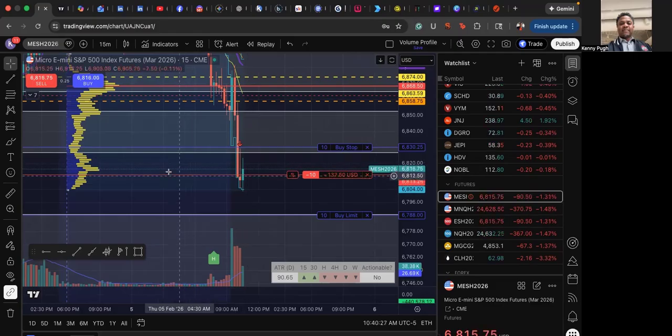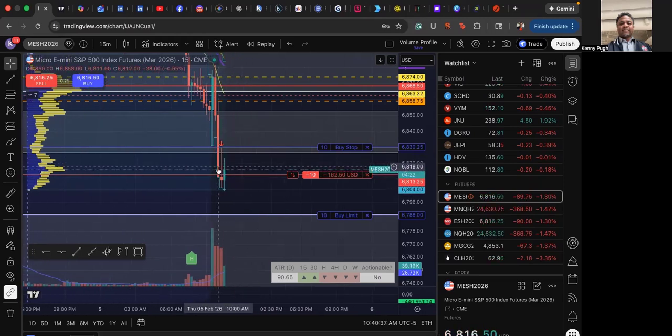We did a rotation back up to about right here, and then we see that push back down. So it came back up, filled some incomplete orders in this area of this candle, and now we're trying to see if we can get a continued agreement to the downside. And so that's where we are. We'll continue to let this rotate.